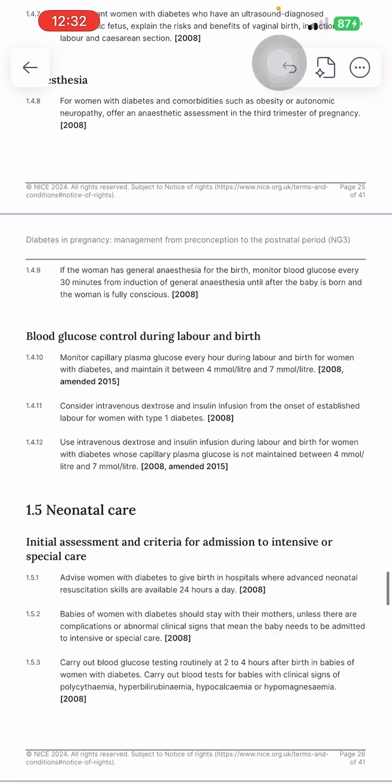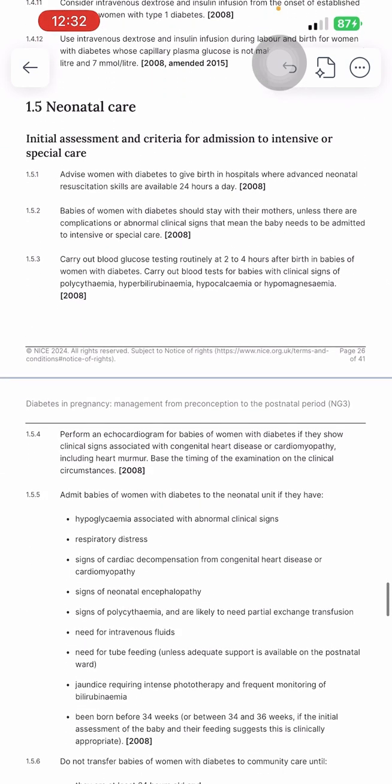The other thing is neonatal care: the initial neonatal assessment and criteria for admission to intensive care. These are things that we routinely do in our training. We have done this type of monitoring and know how to send the baby to the nursery. These are common things that are very easy to memorize. Advise women with gestational diabetes to give birth in a hospital where advanced neonatal resuscitation is available 24 hours a day. Carry out blood glucose testing routinely 2 to 4 hours after birth in babies of women with diabetes.